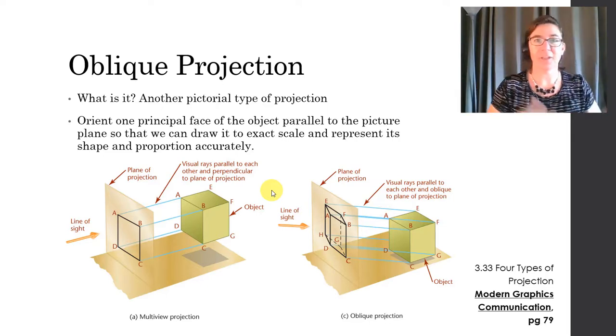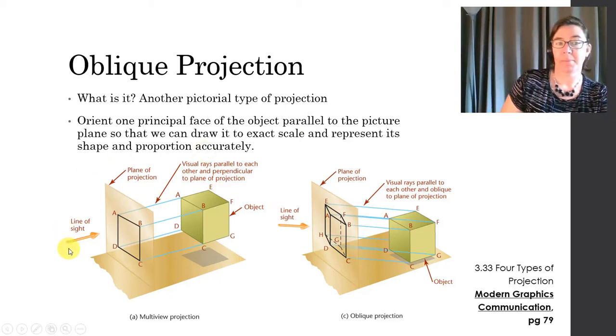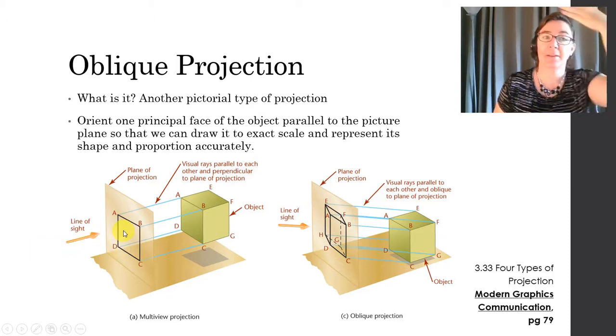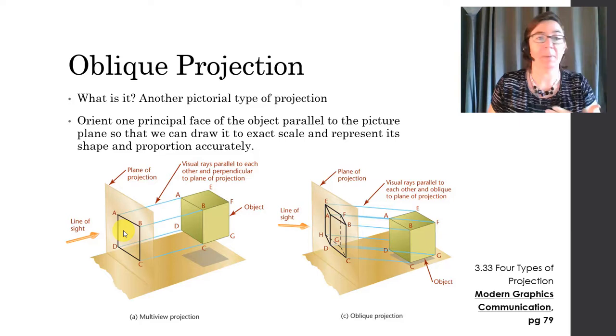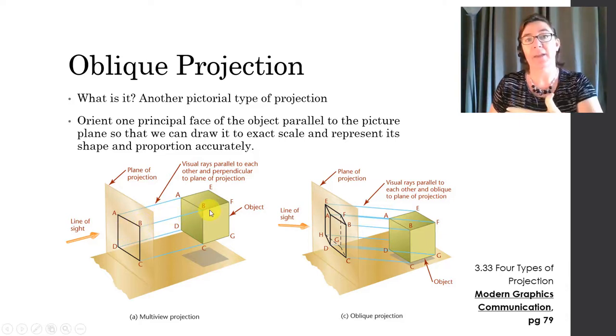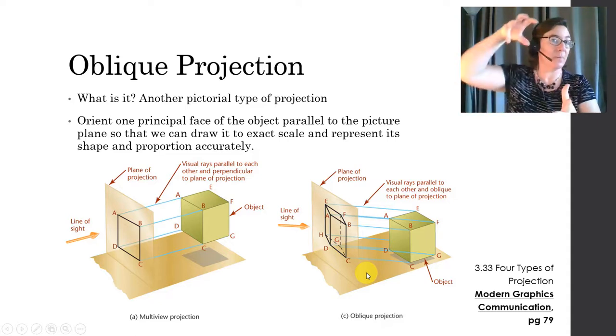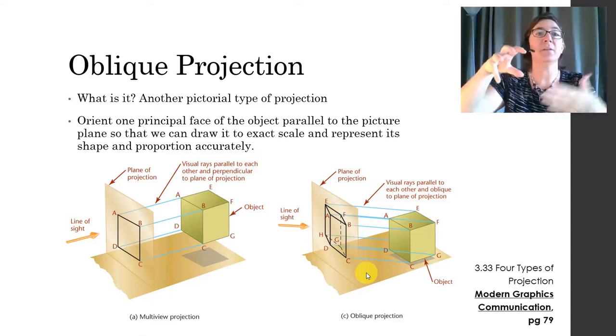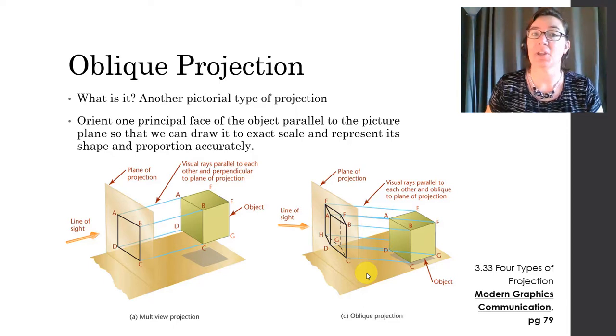So enough introduction, let's get down to it. What is oblique projection? It's another type of pictorial projection, but a little bit different than axonometric or multi-view. Remember that this is multi-view projection where the line of sight is directly at your page or your plane of projection, and you're kind of looking 90 degrees directly at your object. Axonometric, remember we tilted the object, but you still looked directly at the page.